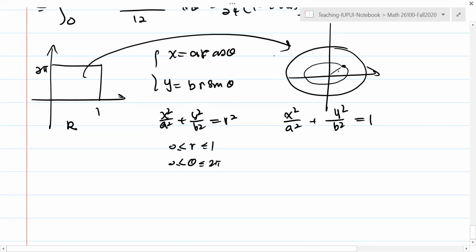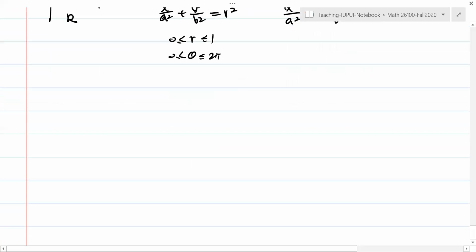Which is sent to the ellipse by this transformation. So if you are given an elliptic region, it's almost similar to the substitution for polar coordinates, and the only difference is you multiply by a and by b, these two terms. So there are two types of regions you should pay attention to.